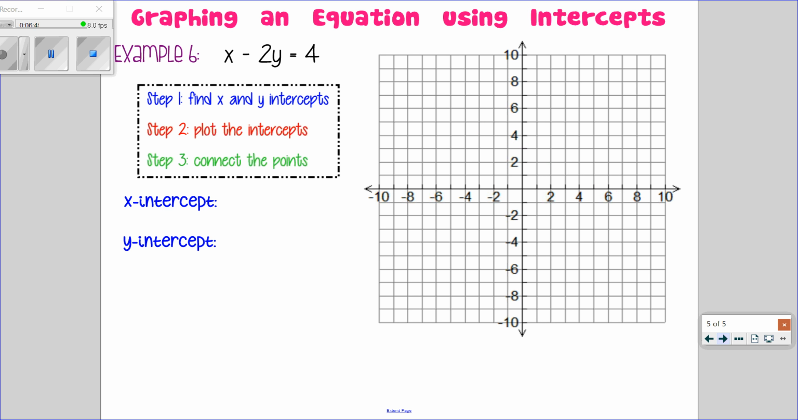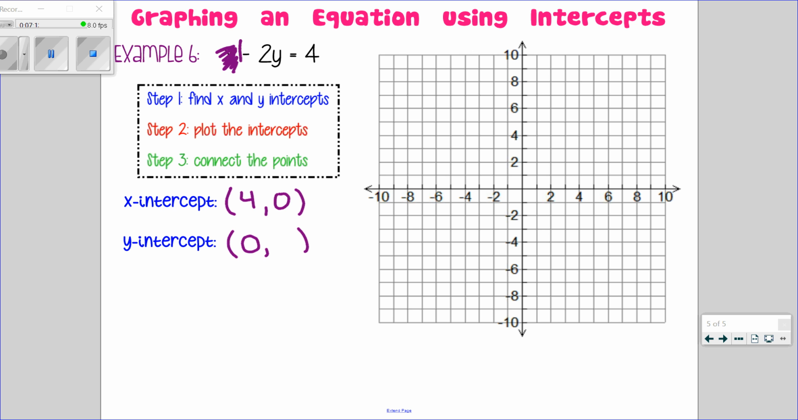Okay, let's try another one. Let's do our x and y intercepts again. For my x-intercept, we're going to cover up the y value. That one, I don't even need to solve it. I get (4, 0) for my x-intercept. And then for my y-intercept, I know the first number will be 0. Cover up my x value.